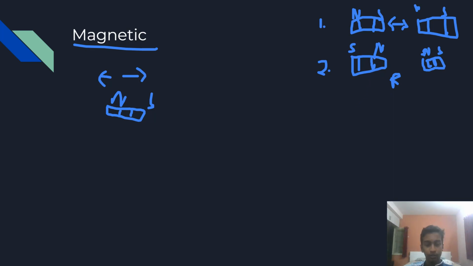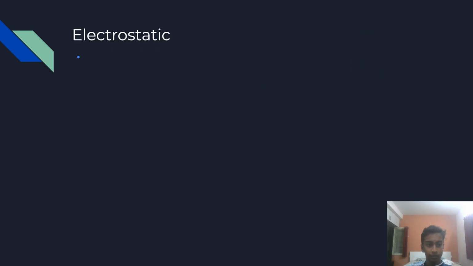So the next force we have is electrostatic force. When you have two charged particles, or one charged and one uncharged particle, the charged particle acts upon the other charged or uncharged particle. This is known as electrostatic force. So electrostatic force occurs when a charged or an uncharged particle or anything is rubbed against each other.